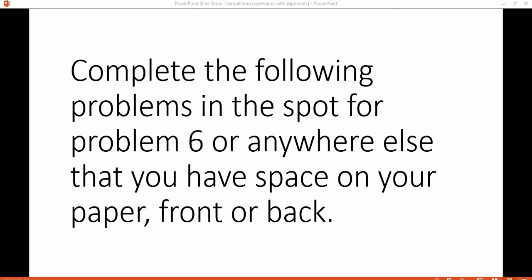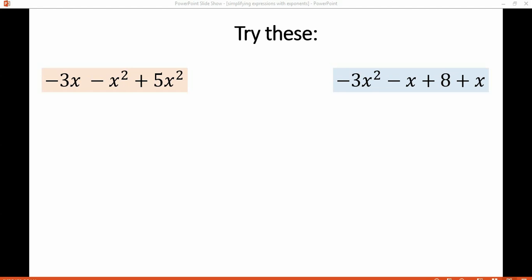All right, complete the following problems in the spot on problem 6 or anywhere else that you have space on your paper, front or back. Do those on your own.